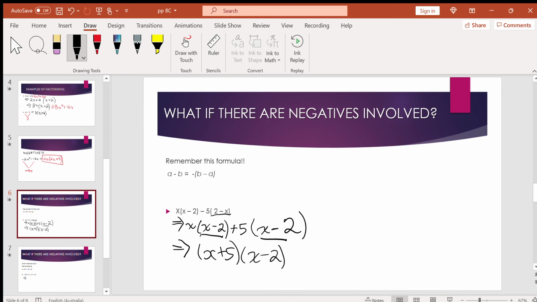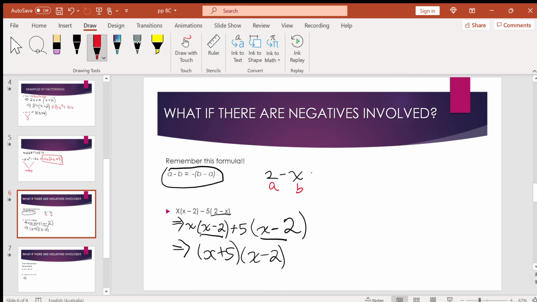A good way to solve negative equations with two brackets is to use this formula. Let's utilize this formula to solve this equation. So here we want to make both of these brackets x minus 2. However, this one is 2 minus x. So what is a and b here? We see that 2 is equal to a and x is equal to b.